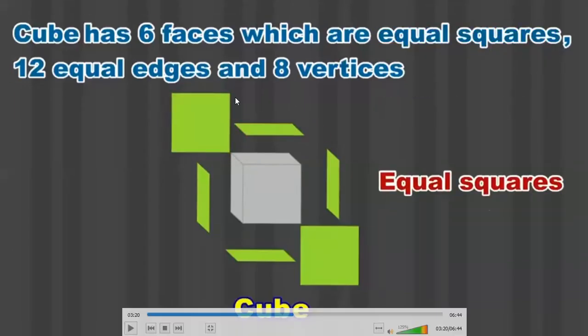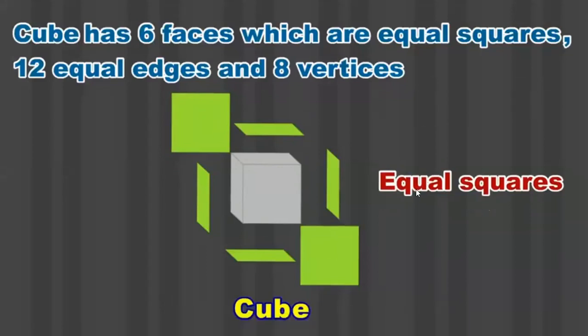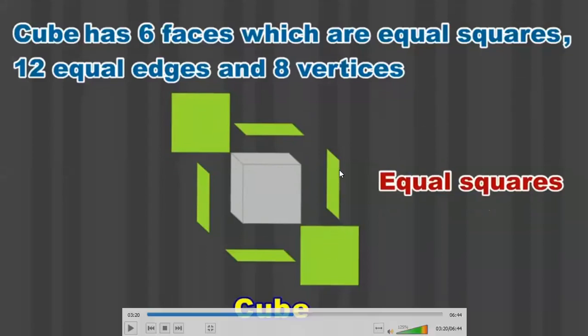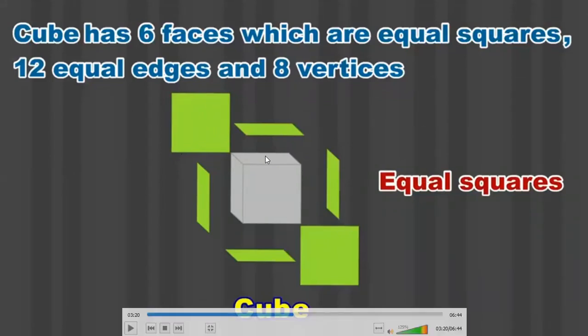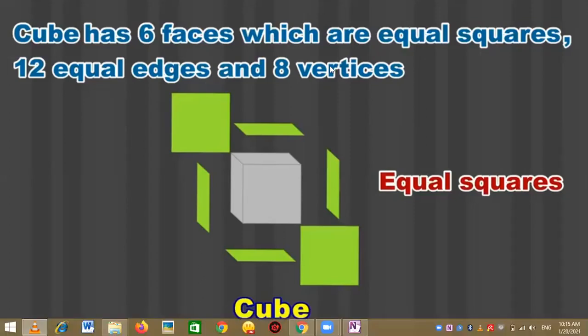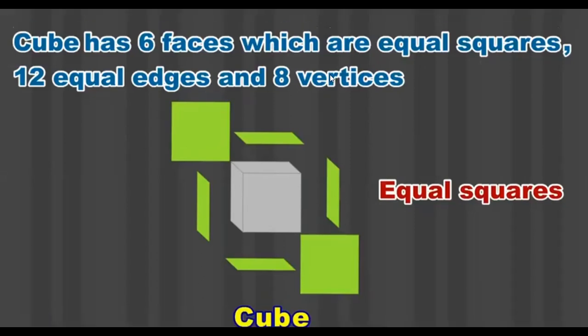And guys, you can see that all of the faces in the cube are equal squares. You can see this one is also a square, this is also a square, this is also a square. So all of the faces in the cube are equal squares. Is that clear? Yes, sir. Very good. Let's move it further.